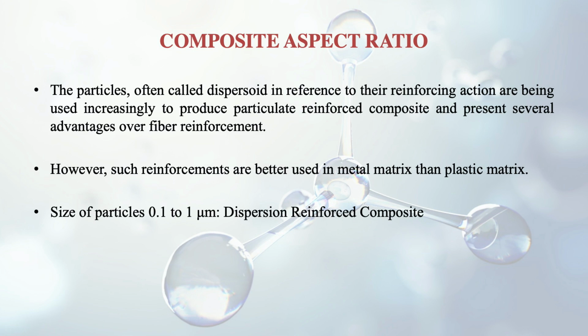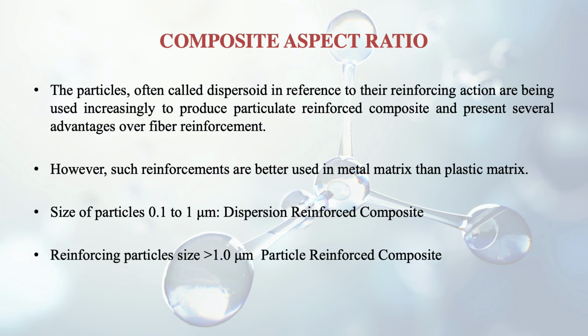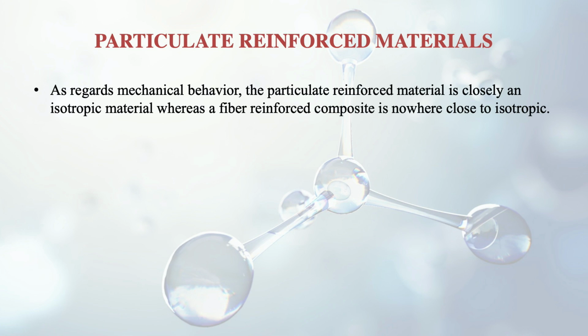And size of the particles varies from 0.1 to 1 micrometer, and when this is the case, then they are known as the dispersion reinforced composite. And when the reinforcing particle size is more than 1 micrometer, then it is known as the particle reinforced composite. So there are two things, the dispersion reinforced composite and the particle reinforced composite, depending upon the size of the particles. So further we discuss about this particulate reinforced material. As regards to the mechanical behavior, the particulate reinforced material is closely an isotropic material, whereas a fiber reinforced composite is nowhere close to isotropicity.